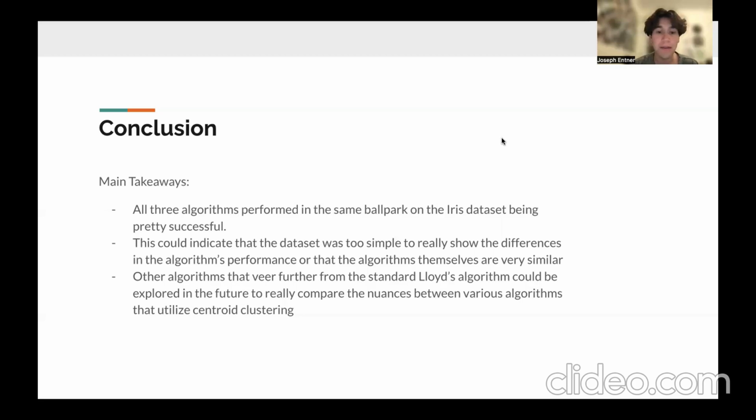Other algorithms that veer further from the standard Lloyd's algorithm could be explored in the future to really compare the nuances between various algorithms that utilize centroid clustering. So those are the main takeaways.